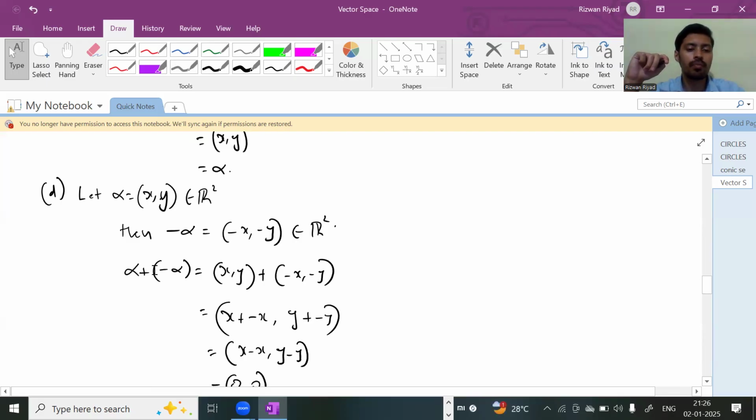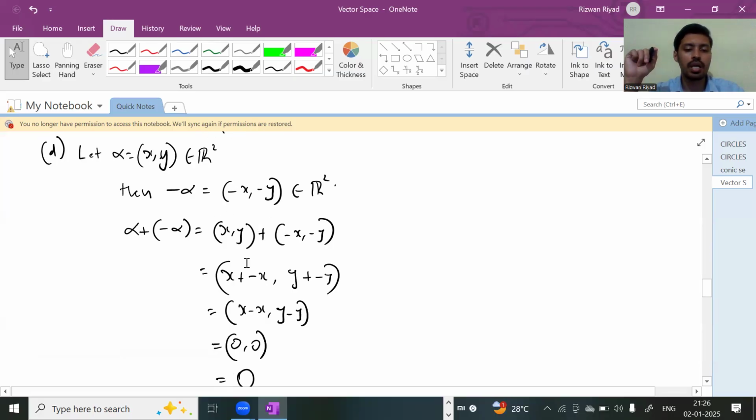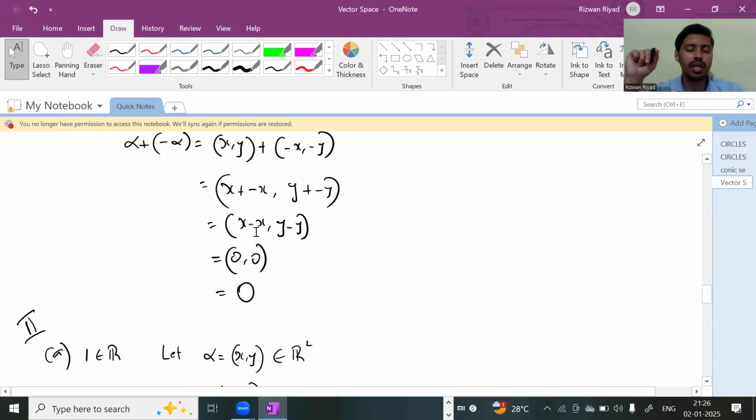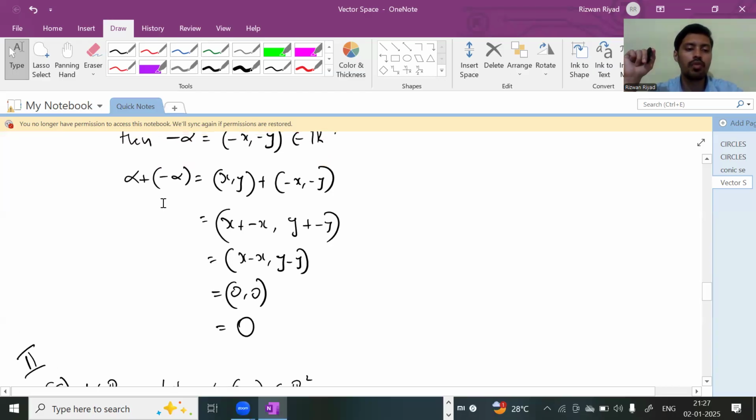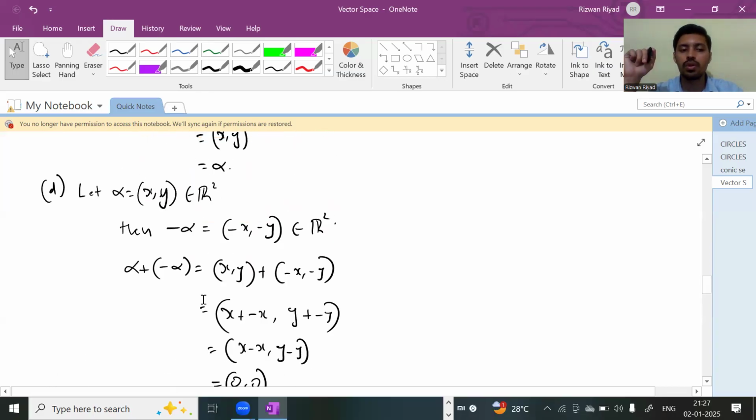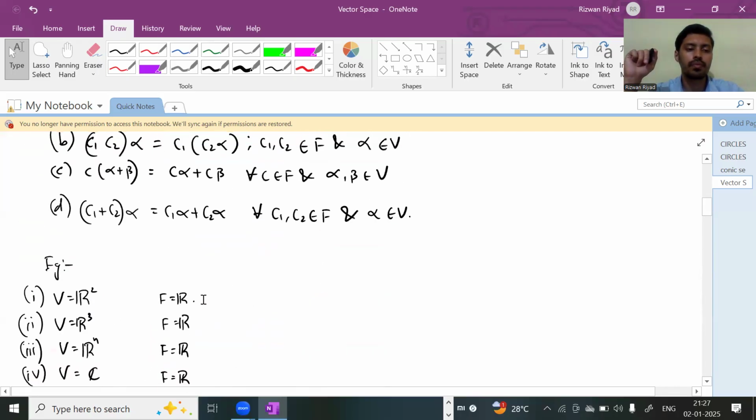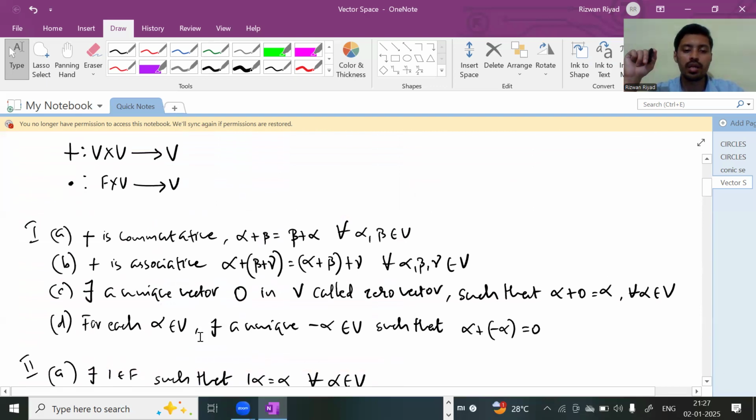So what is the sum of them? Alpha plus minus alpha means (x, y) plus (minus x, minus y). Add them: x plus minus x, and y plus minus y. X minus x is 0, y minus y is 0. You got (0, 0), that is the zero vector. That means alpha plus minus alpha is 0. That property is also satisfied here. Property D: for each alpha belongs to V, there exists a unique minus alpha belongs to V such that their sum is equal to the zero vector. That's what we have seen. So all the first four properties are satisfied here.